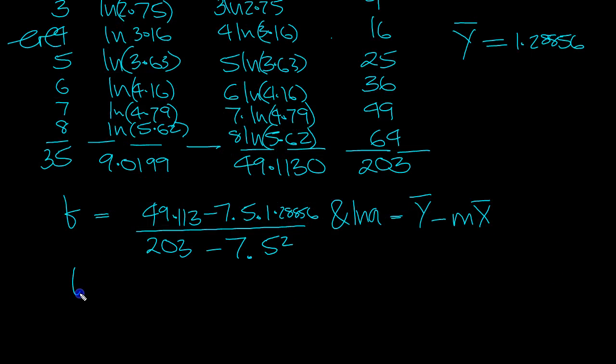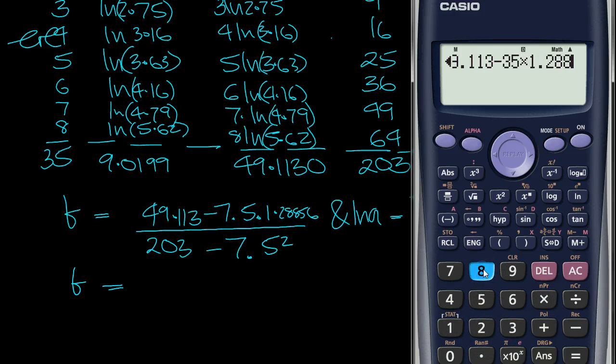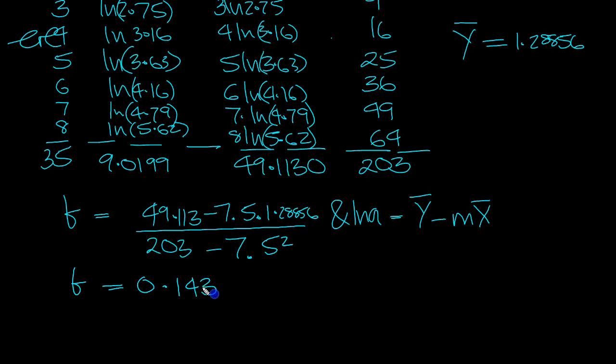Okay, so b equals then top number 49.113 minus 7 5s are 35s times 1.28856. Top number divided by bottom number, 203 minus 7 times 5 squared, which is 25. That gives 0.143 then, and that was to 3 decimal places rounded at the end.